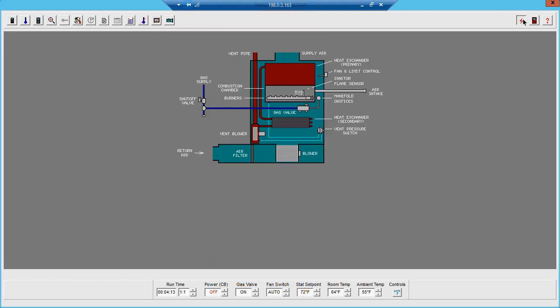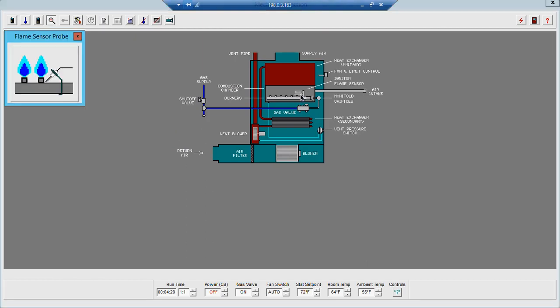So why don't we double check, and let's look at our flame sensor. Can we verify our flame sensor? Well, look at that. Our flame sensor isn't even going to sit in the flame.